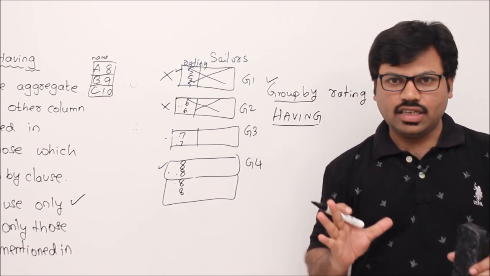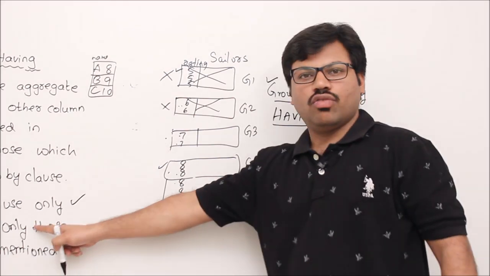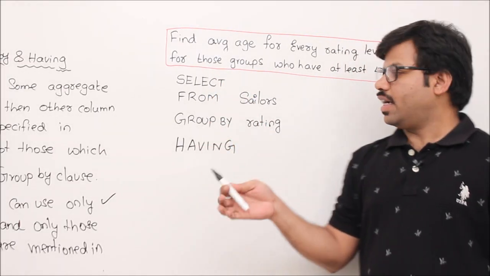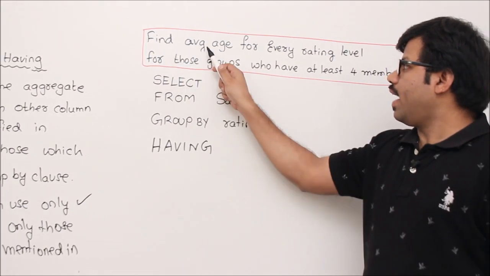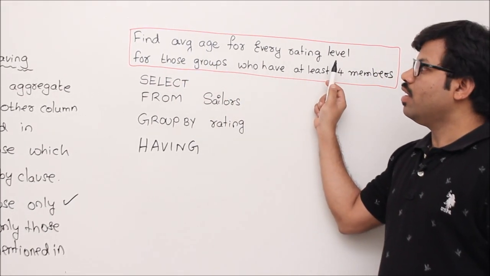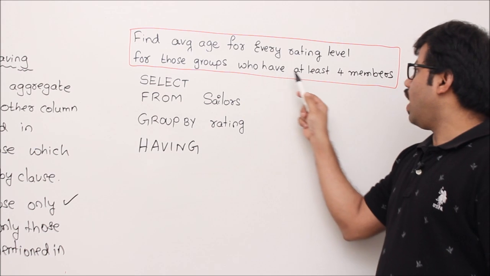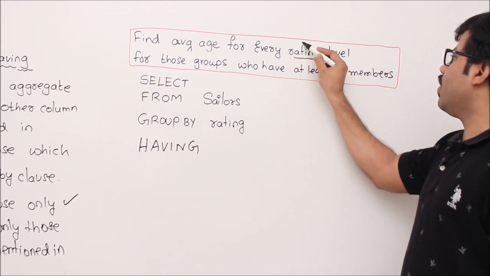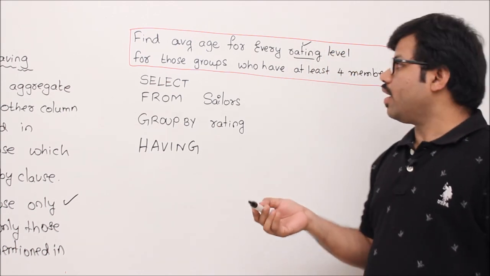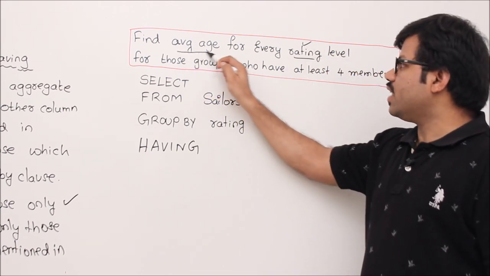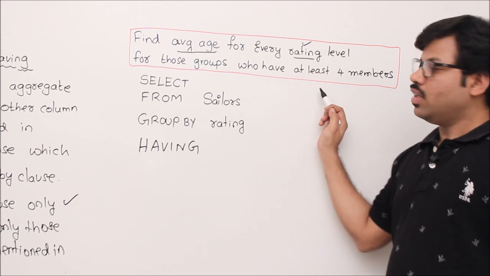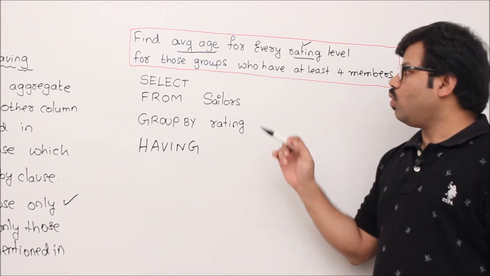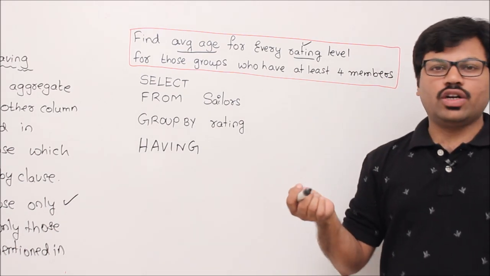But how to write the condition, we will see. Then we'll go to the rule: what are the conditions we can write in the having clause? Now we'll see this query and try to understand how to use having. Find the average age for every rating level for those groups who have at least 4 members. For every rating level we have to do the grouping, and after that compute the average age for every such rating level, but only for those groups who have at least 4 members. If any group has less than 4 members, we should not do it.